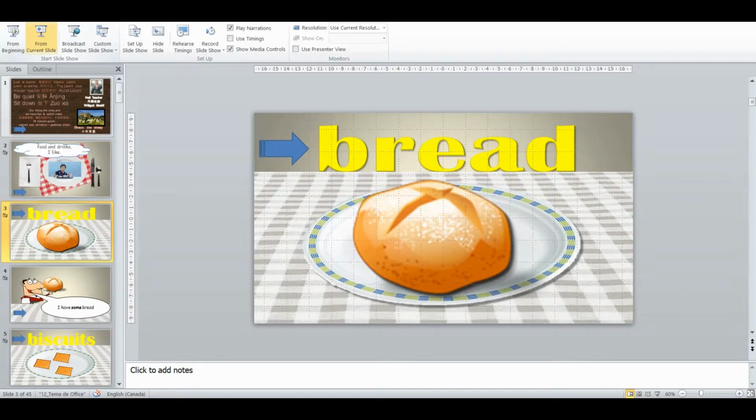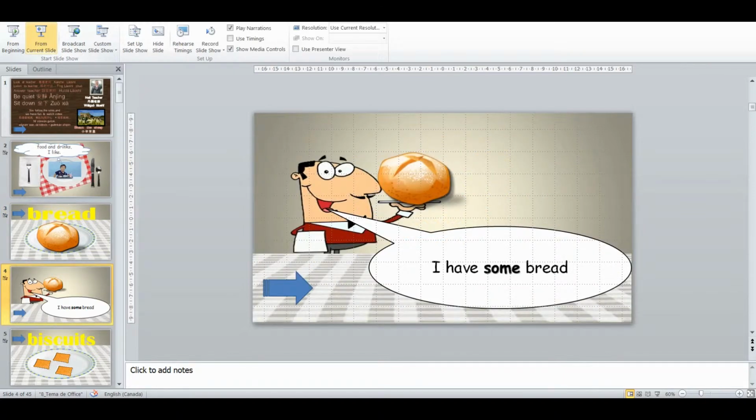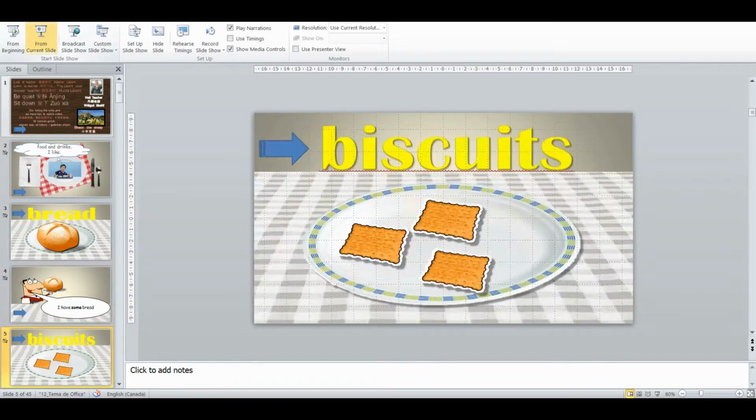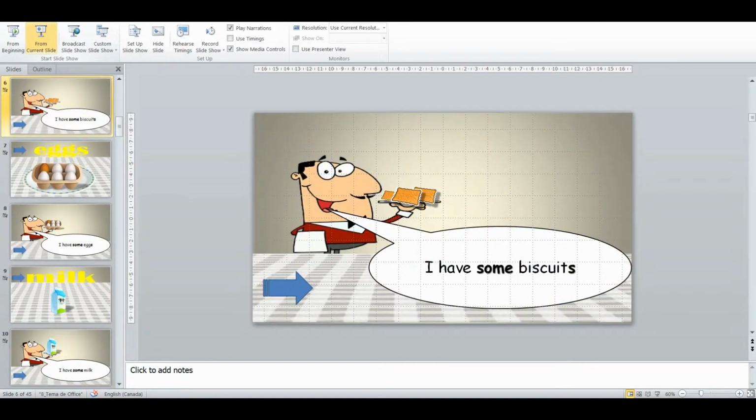So we're going to ask the students what this particular food or beverage is, and they tell me it's bread, etc. And I'm going to drill the pronunciation, and then we're going to put it in a sentence. So I have some bread. Same for biscuits, and I have some biscuits.